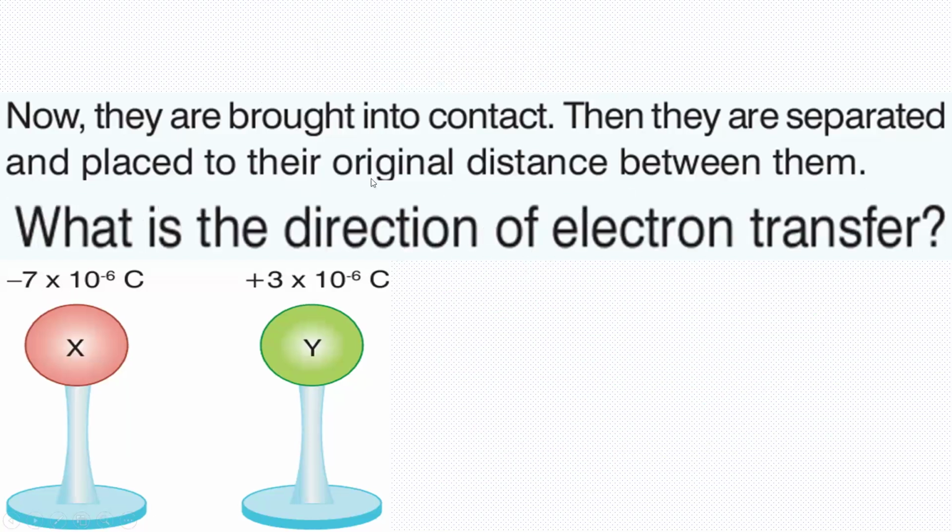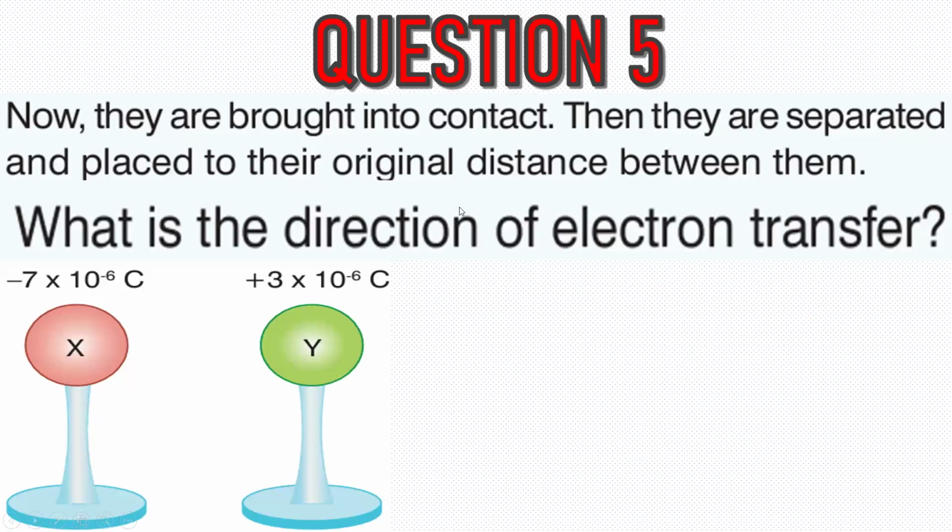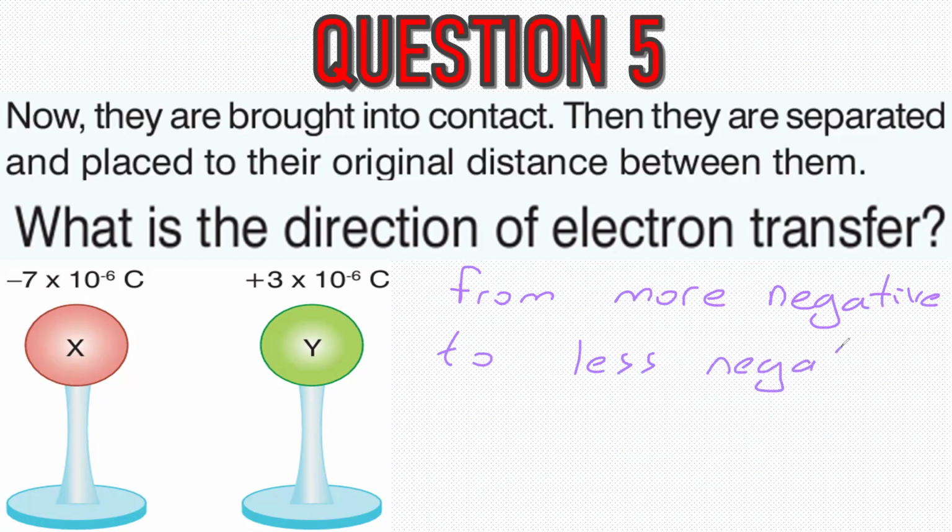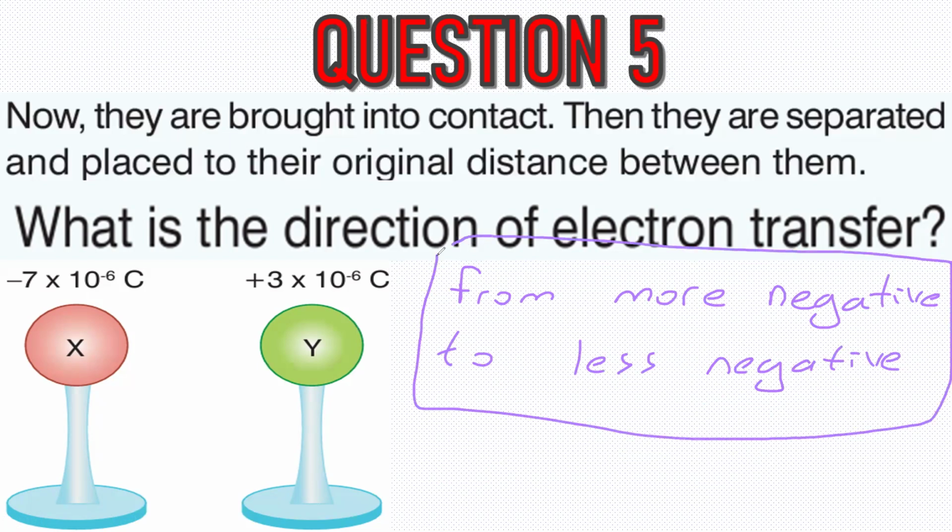Next one, what is the direction of electron transfer? All right, always from more negative to less negative. Okay, this is our reason why the electrons move from one side to another one, giving us the reason. So the answer is X to Y. Okay, from more negative to less negative. Always you can give this reason for your answers.